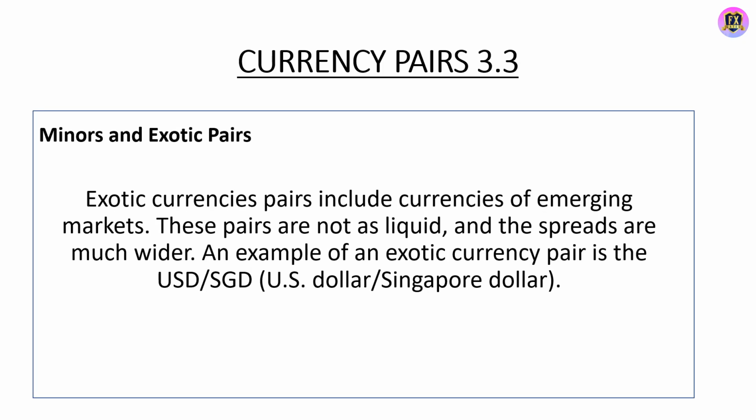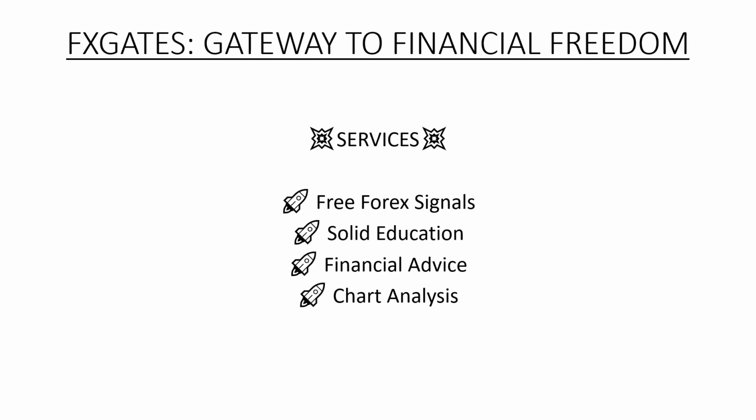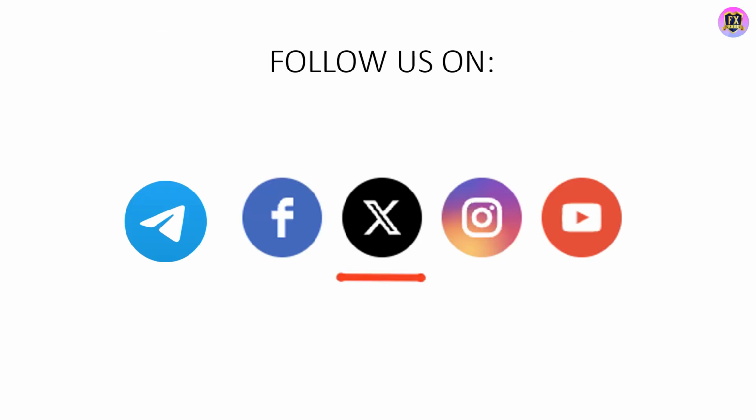Exotic currency pairs include currencies of emerging markets. These pairs are not as liquid, and the spreads are much wider. An example of an exotic currency pair is the USD/SGD, US dollar to Singapore dollar. That's all for this education about currency pairs.